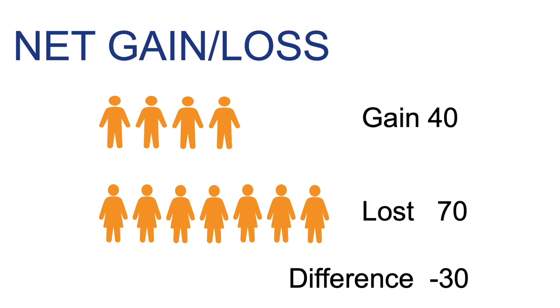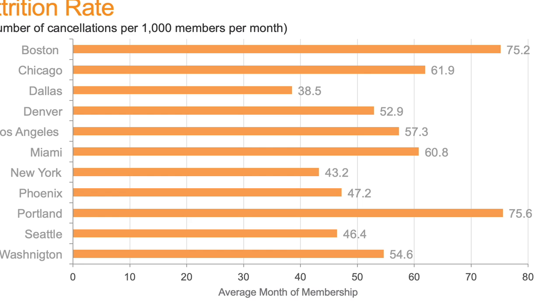So let me just go back a second. Net gain, net loss, really easy to understand. If you then work out your attrition rate, what you'll see here is an example, and this is real data from a 10 club operator. I've renamed the clubs into US cities because I was showing this in the States a little while ago. And what you can see here are these columns, these bars. At the end of each bar, there's a figure. So Boston is 75.2, which says to me, Boston is losing 75 customers per 1,000 customers per month.